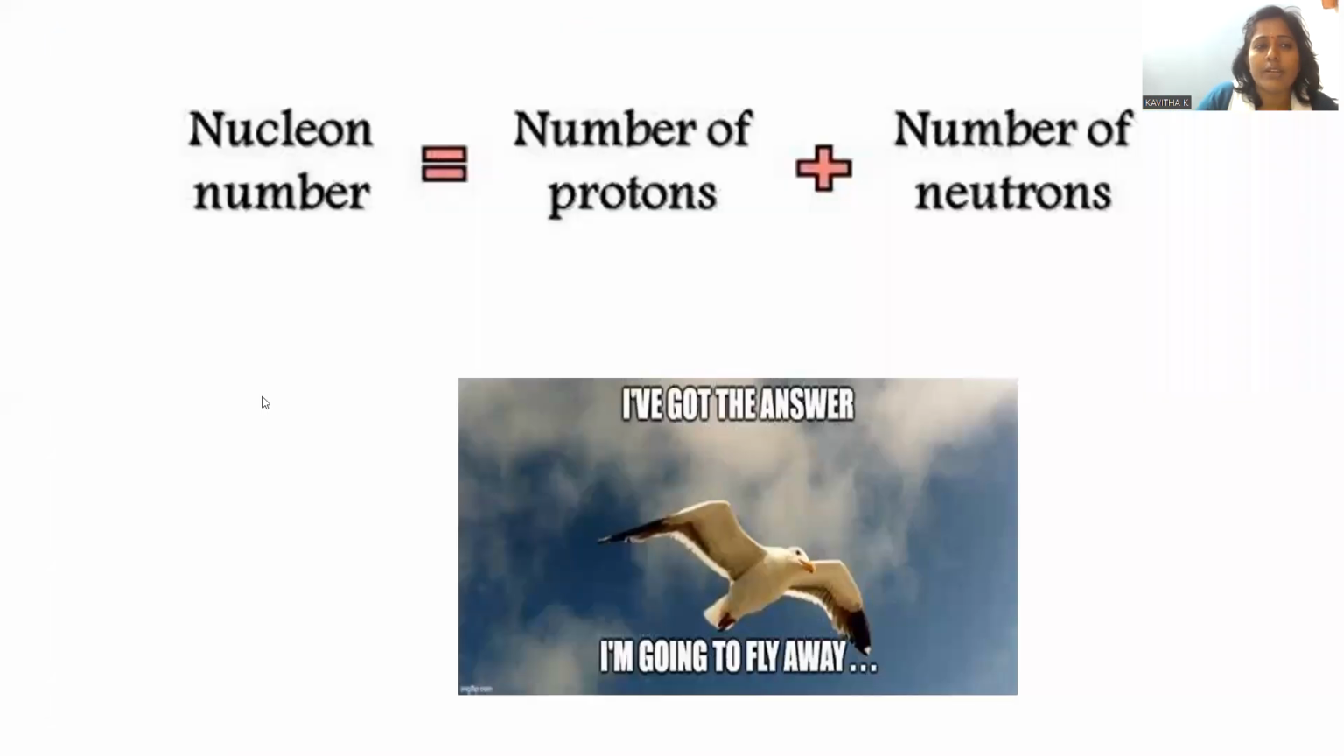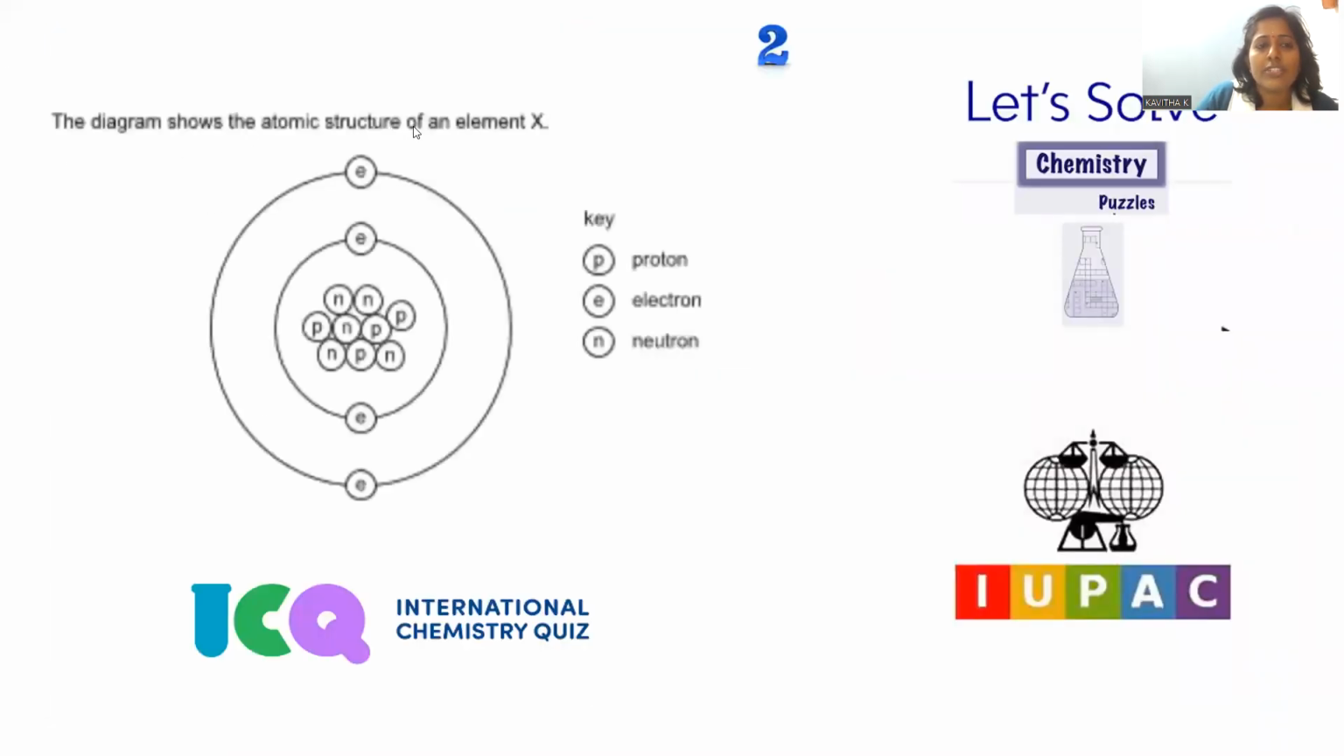Let's go with question number 2. The diagram shows the atomic structure of the element X. The element of the given atomic structure we have to predict. Here, this atom has these many protons, neutrons, and around this the electrons are moving in their fixed orbits. P denotes a proton, E denotes an electron, and N denotes a neutron. All these three are said to be subatomic particles. Based on this number, you have to predict which element this atom is, right? So let's find out.